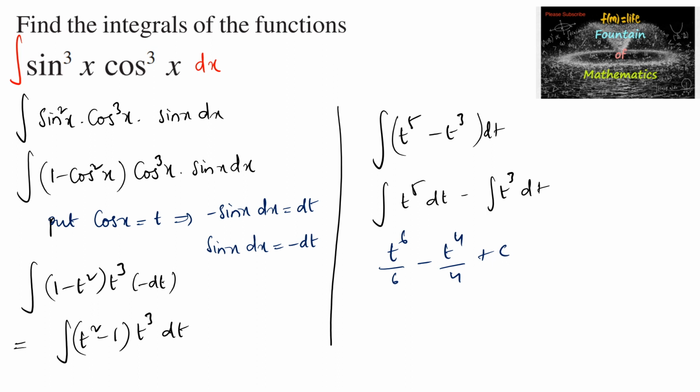So substituting back t is equal to cos x. So we can write 1 upon 6 cos power 6x minus 1 upon 4 cos power 4x plus integral constant c is the answer.